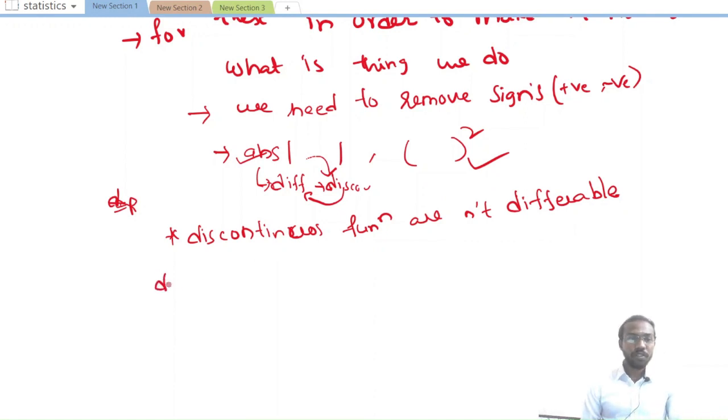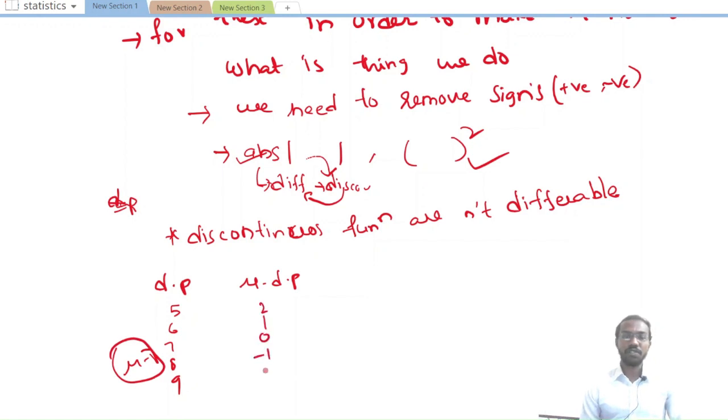Now we have data points 5, 6, 7, 8, 9, and we take the difference between the mean and the data point. The mean here is 7 when we calculate this data. So the deviations are 2, 1, 0, minus 1, 2. We need to remove the signs. That's why we can't use the absolute. Every time we use the square method only. So mean minus data, squared. Fine, we got 4, 1, 0, 1, 4.